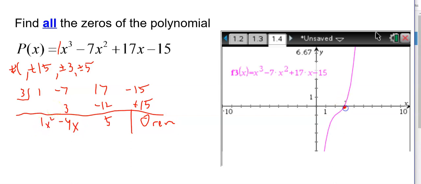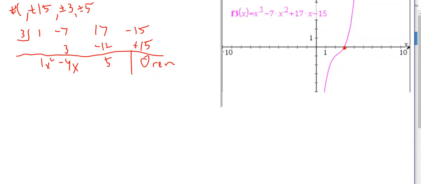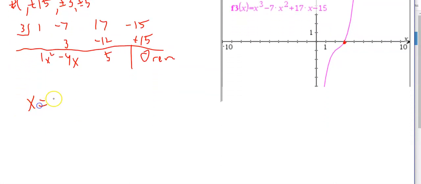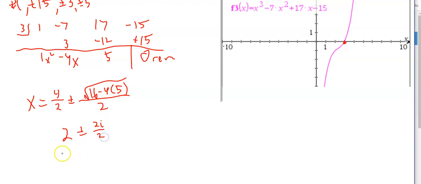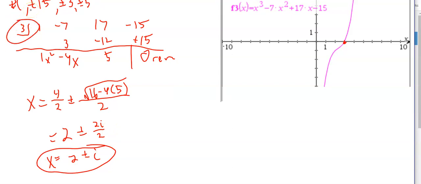It doesn't cross anywhere else other than here, so I'm expecting some imaginary answers when I do the quadratic formula here. So let's see what happens. X equals, the opposite of b is 4 over 2 times a. B squared is 16 minus 4 times 5. So 16 minus 20 is -4, so I get 2 plus or minus the square root of -4, which is 2i, so 2i over 2, which is 2 plus or minus i. Those are your 2 imaginary answers. Again, we already got our rational answer of 3.